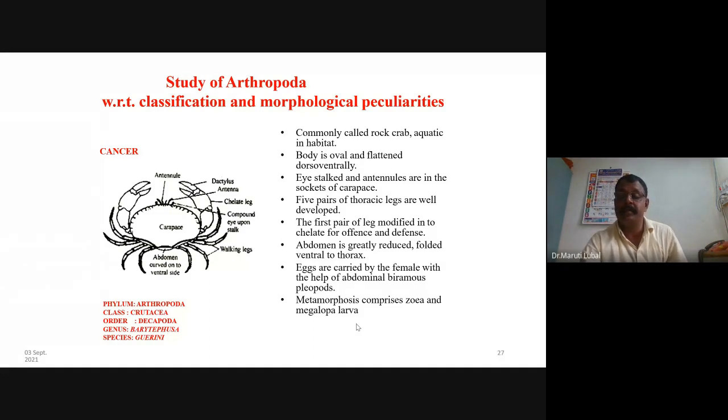Abdomen is greatly reduced, folded ventral to the thorax. Eggs are carried by the female with the help of abdominal biramous pleopods. Metamorphosis comprises zoea and megalopa larva.